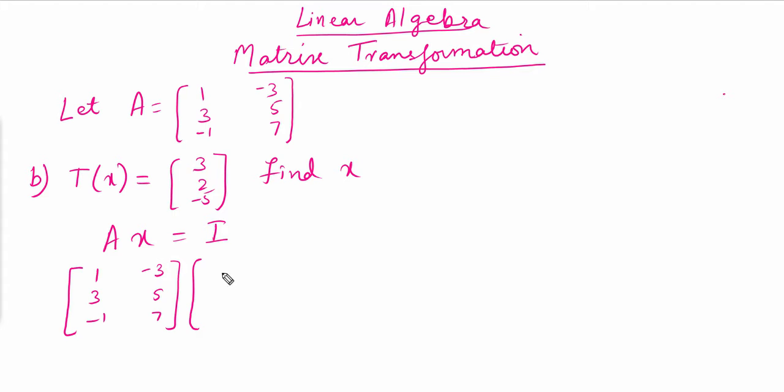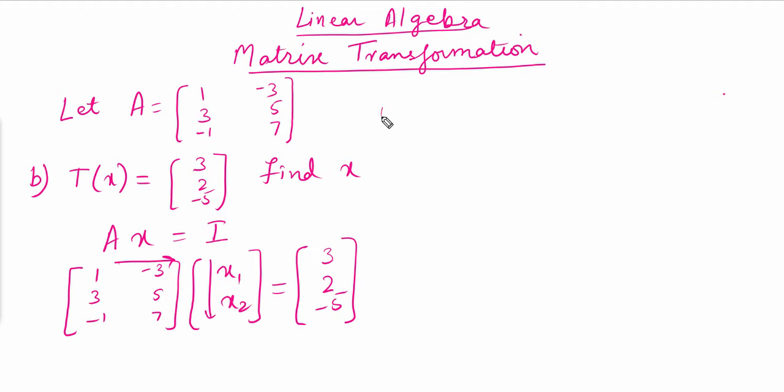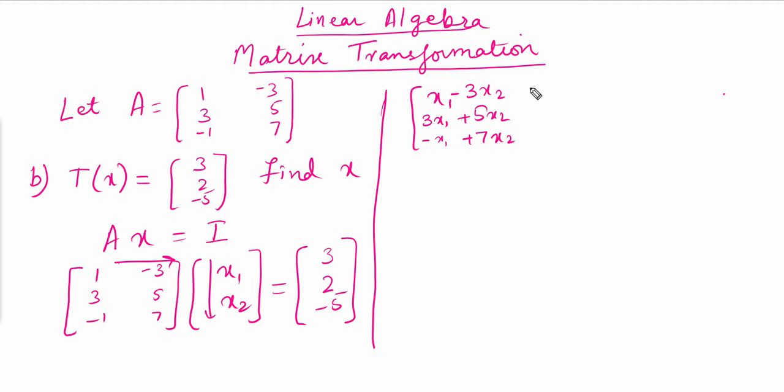Then the vector x, that I can write as x1 and x2, and the image that I will get is (3, 2, -5). So from here I'll form the simultaneous equations, and then I'll work out the values of x1 and x2. I'll multiply the rows with the column on the left side. So on the left side I will have 1 times x1, that is x1, minus 3x2. Similarly, 3 times x1, that will become 3x1, and 5 times x2, plus 5x2. Then minus 1 times x1, that will be minus x1, and plus 7 times x2, that will be 7x2. It will become equal to (3, 2, -5).